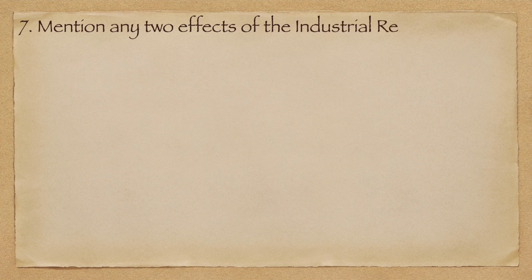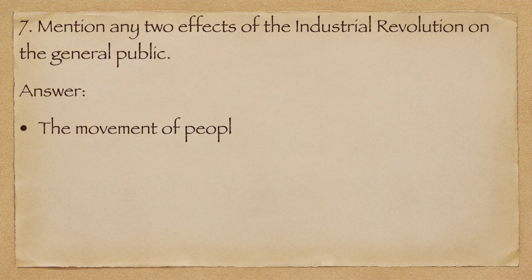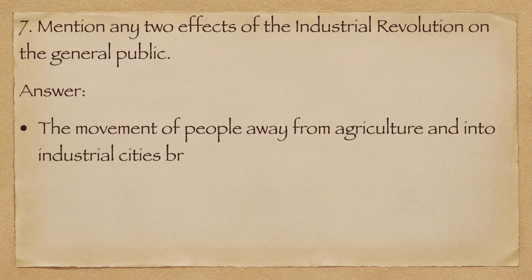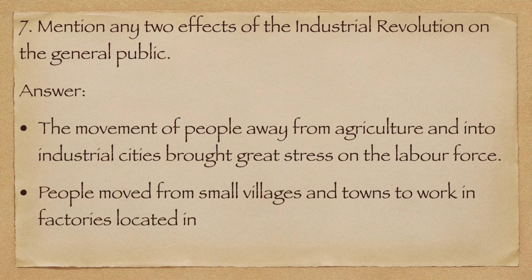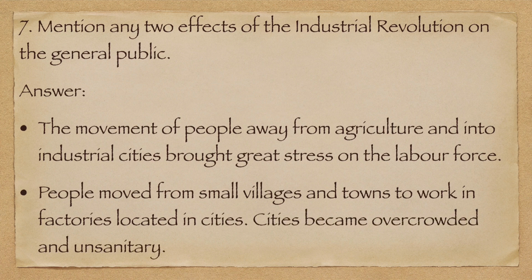7. Mention any two effects of the Industrial Revolution on the general public. Answer. The movement of people away from agriculture and into industrial cities brought great stress on the labor force. People moved from small villages and towns to work in factories located in cities. Cities became overcrowded and unsanitary.